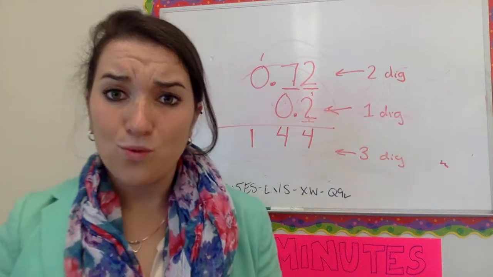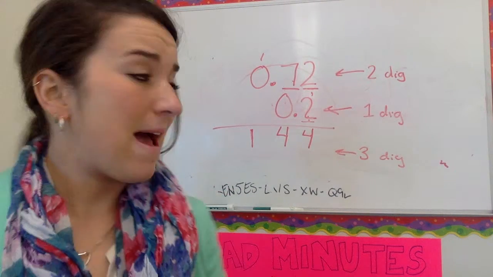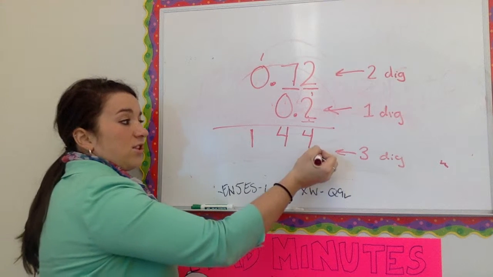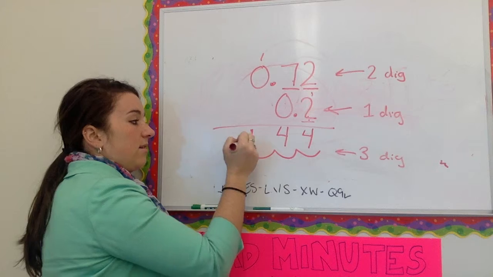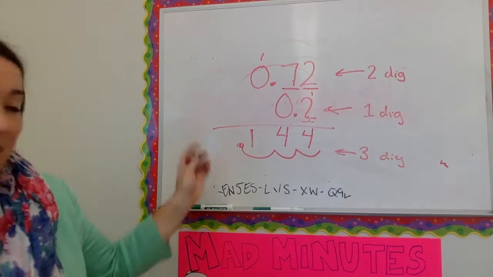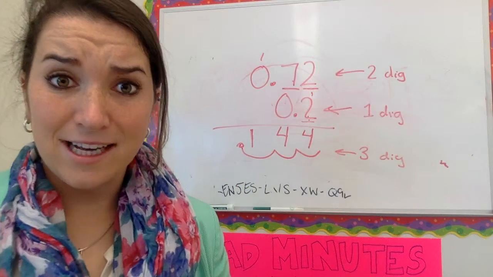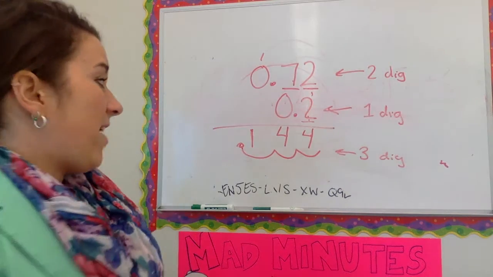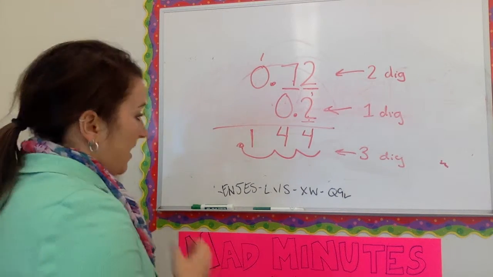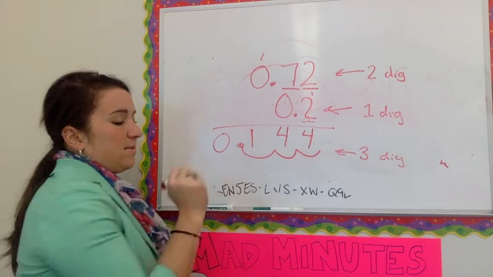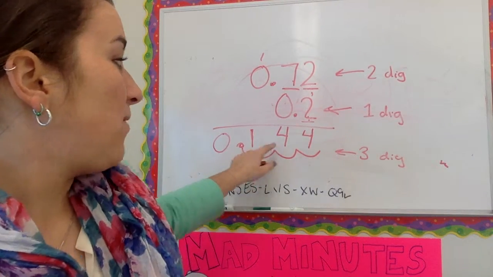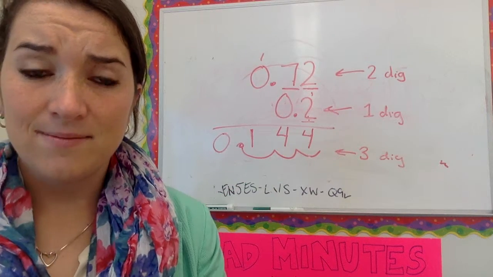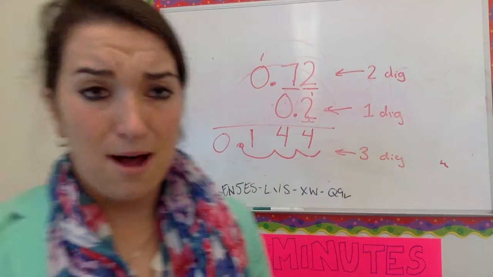Now I know that there are 3 digits behind the decimal in my answer. So what I'm going to do is start at the end, and go 1, 2, 3, and place the decimal point. And there will be 3 digits behind the decimal in my answer. So my final answer is going to be, I'm going to put a 0 in front of my decimal because that's a good habit to get into, 0 and 144 thousandths. All right, go ahead and try the rest of the problems on your own.